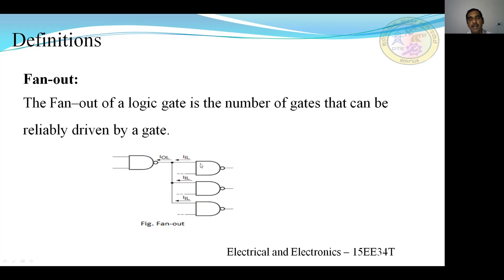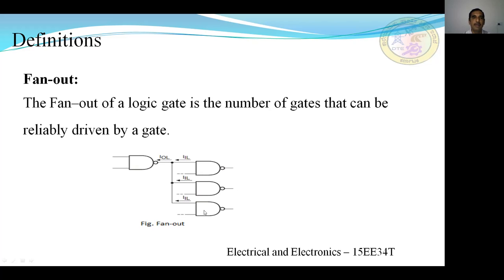The output of the NAND gate is again driven to the input of some other gate. Okay, so just observe here. This is the two input NAND gate. The output is given to this NAND gate, and next the same output is given to this NAND gate, and the same output is given to the third NAND gate. So here we are driving this output to the input of these three NAND gates.